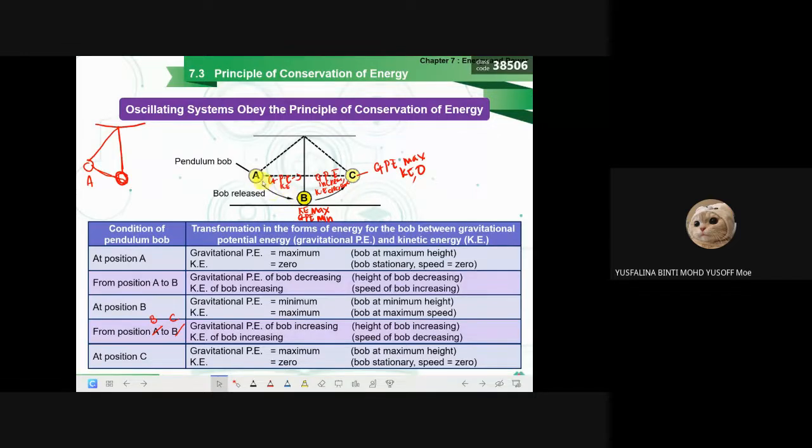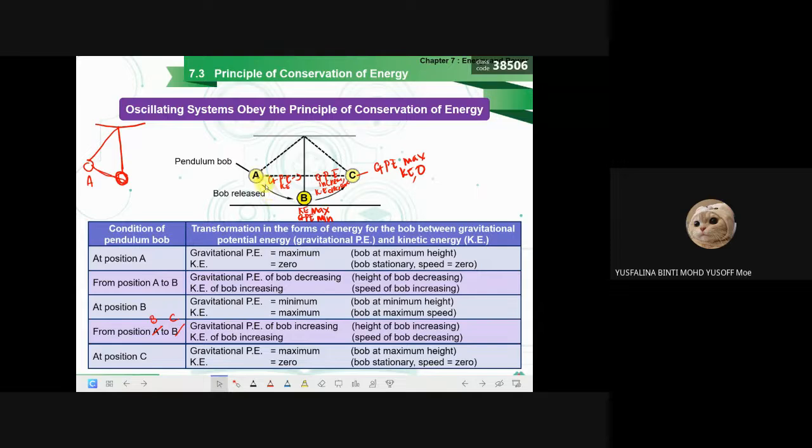So you lift up until position A. Now at A, since you lift up, of course the position will become higher. So the energy due to its position, we call it the gravitational potential energy. At A, the gravitational potential energy becomes higher. Then when you start to release, between point A and B, the GPE will decrease, but the kinetic energy will increase.